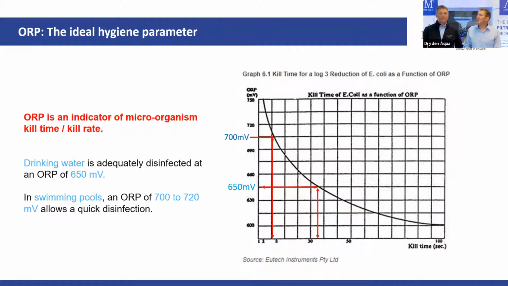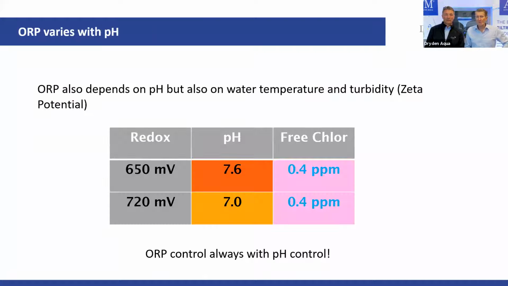I think, exactly. What is it in the US? It's 650 or is it over 700? Yeah, the MAC recommends a minimum of 650. Yeah. That's what I thought. So it's an ideal parameter to measure how hygienic the water is.